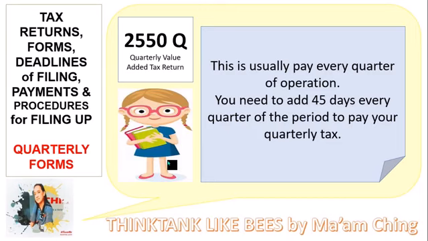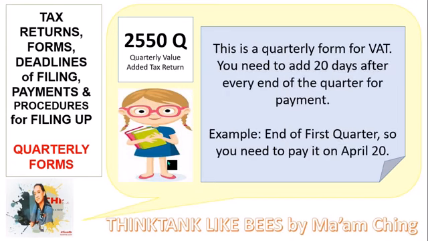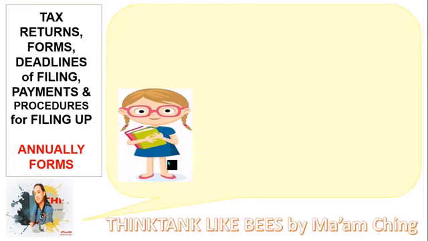2550Q, this means it is a quarterly value added tax return. Usually this is paid every quarter of operation. You need to add at least 20 days after the end of the quarter for payment. For example, for the first quarter, from January to March, you need to pay it on April 20. For the second quarter, April to June, you need to pay it on July 20, and so on and so forth.